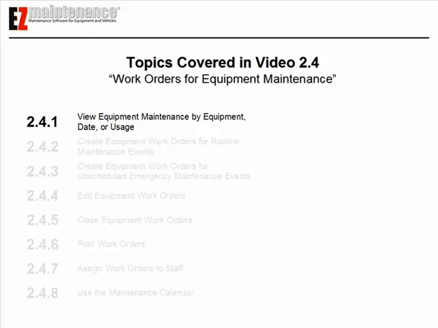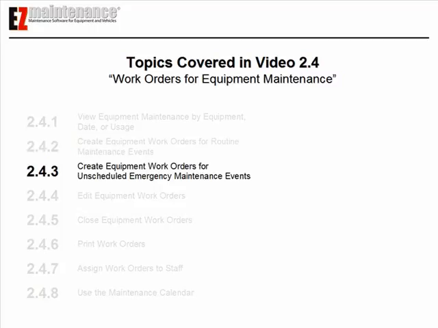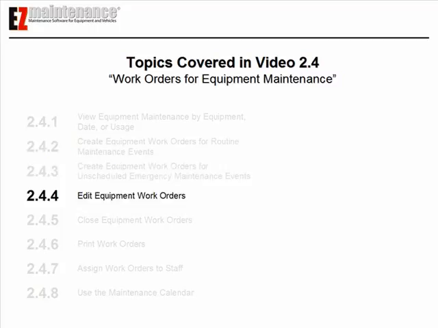In this tutorial video, we'll show you how to view equipment maintenance by equipment, date, or usage, create equipment work orders for routine maintenance events, create equipment work orders for unscheduled emergency maintenance events, edit equipment work orders, close equipment work orders, print work orders, assign work orders to staff, and use the maintenance calendar.